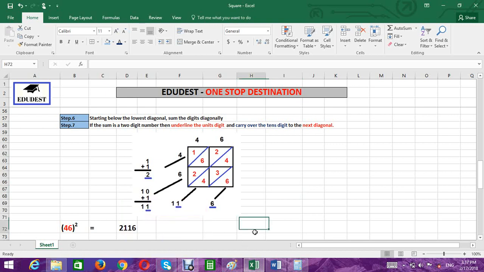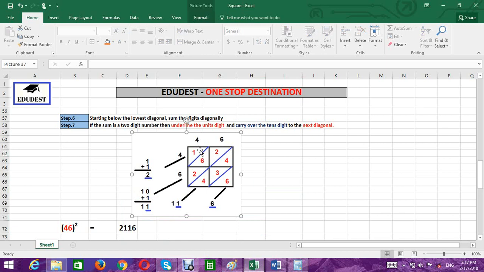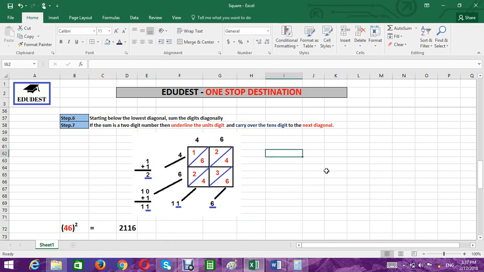Now the last and final diagonal is 1. The total sum is 1 and we need to add 1 because in the previous diagonal we carried 1. Now the total sum comes up to 2. Now 2 is a single-digit number, so we underline it as a unit digit.